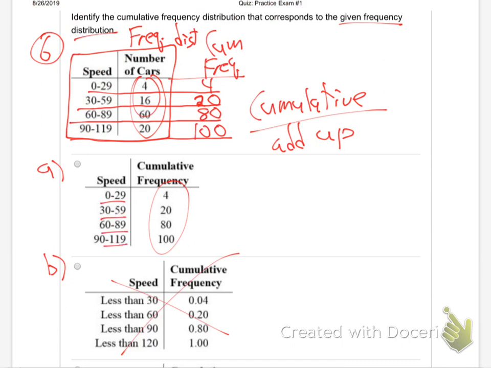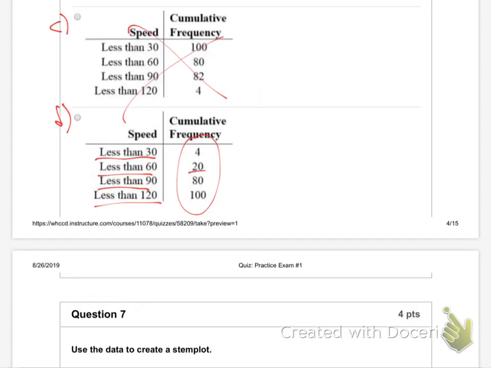When the numbers on the right side accumulate, you're saying 20 people have, well, I don't even know what we're doing here. What is it, number of cars? Oh, speed, okay. It's how fast different cars are going through some intersection. So 4 cars are going between 0 and 29 miles an hour. 16 cars are going between 30 and 60 miles an hour. So 20 cars are going 30 to 59? That's not right. Instead, it's 20 cars going less than 60, which includes the less than 30 part as well.